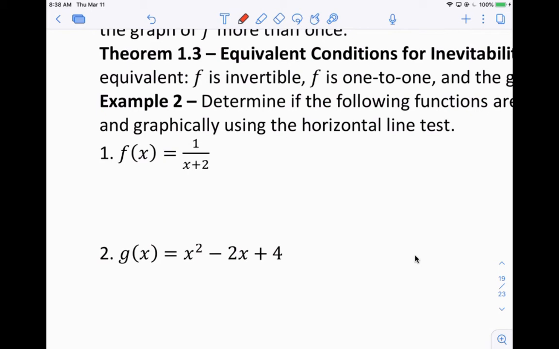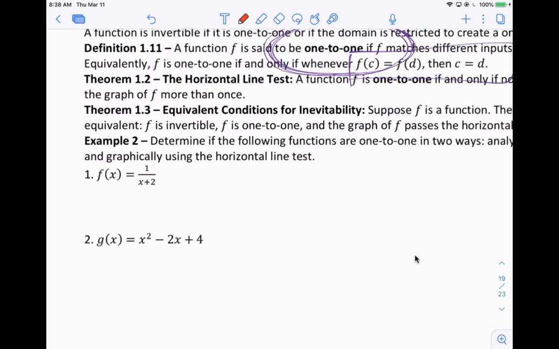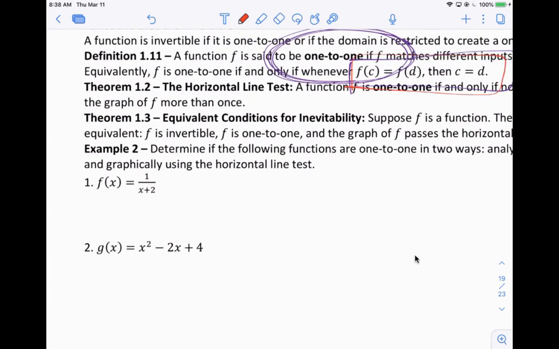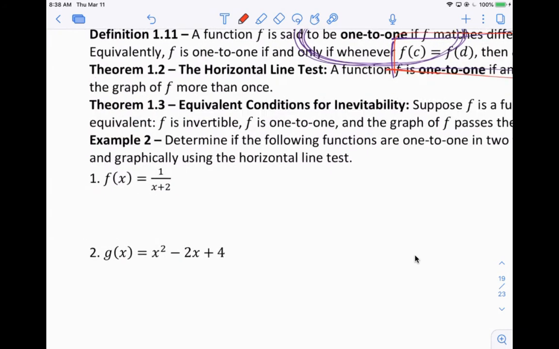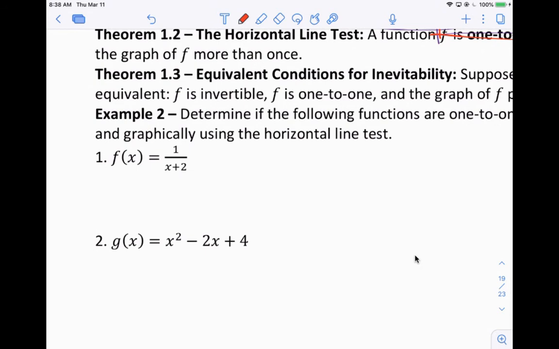But that doesn't make it not one-to-one. That just makes it a function that has a hole in the domain, a restricted domain on this function. Doesn't mean we can't invert it. We just did. So let's follow this definition. Let's pick a y. Pick an f of x. I don't know, 3. Why not?